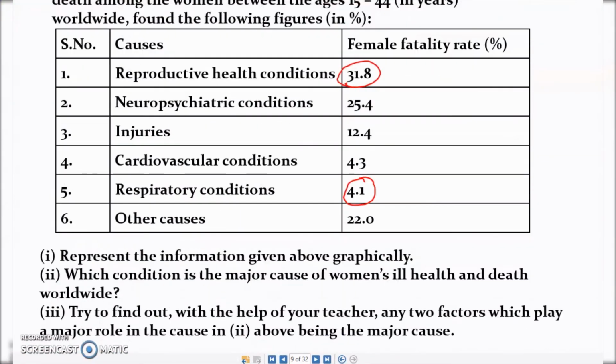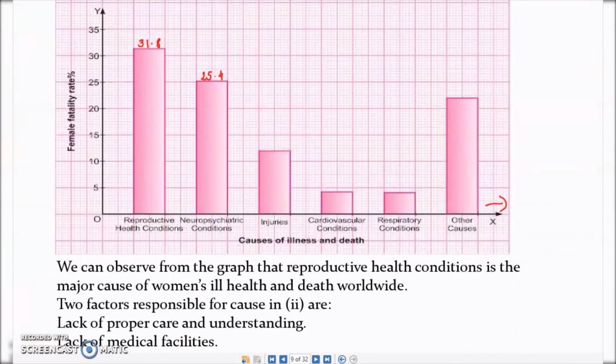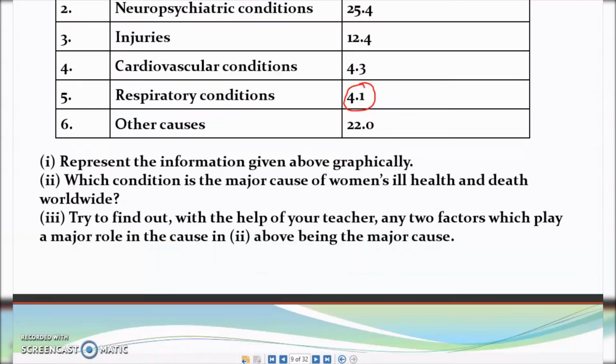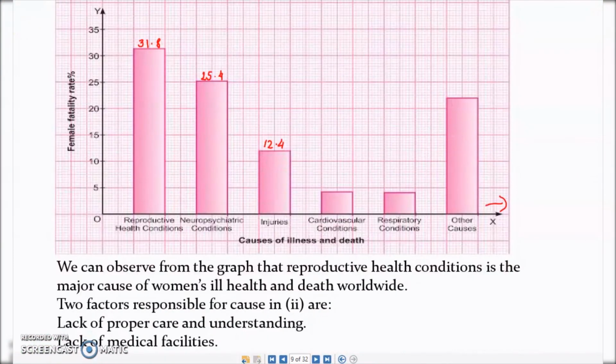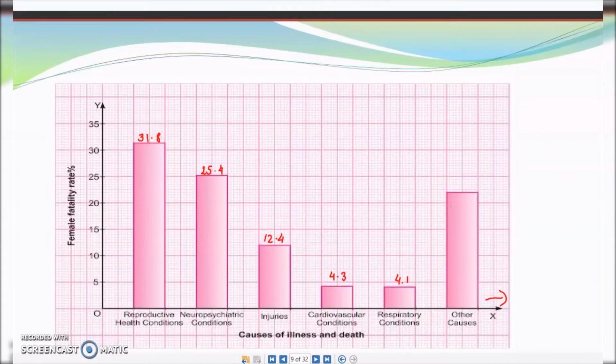Then injuries next, it's 12.4, so approximately 12. This is 12.4. Then you have cardiovascular condition, that is 4.3. Then you have 4.1, and then other causes is 22.0. So this is the way it will be taken on the y-axis.